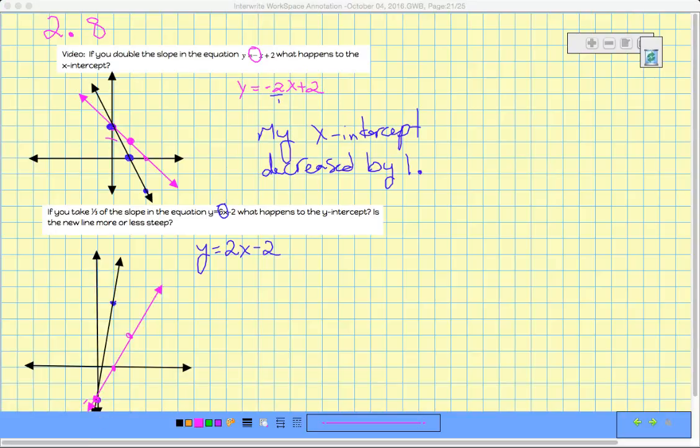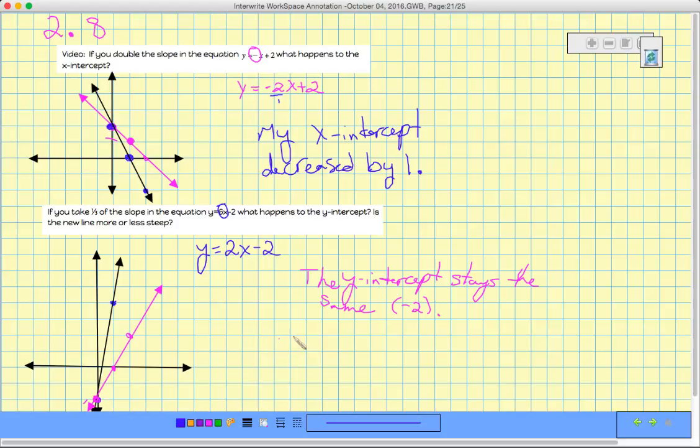not quite as steep. So we're going to write, first of all, answering the first question, what happens to the y-intercept? Nothing. The y-intercept stays the same. It's still negative 2. And we could talk about the x-intercept. It increased. It moved over. And we can also talk about, it says, is the new line more or less steep? Well, this one is less steep because the slope is smaller. So that's what I'm going to write.